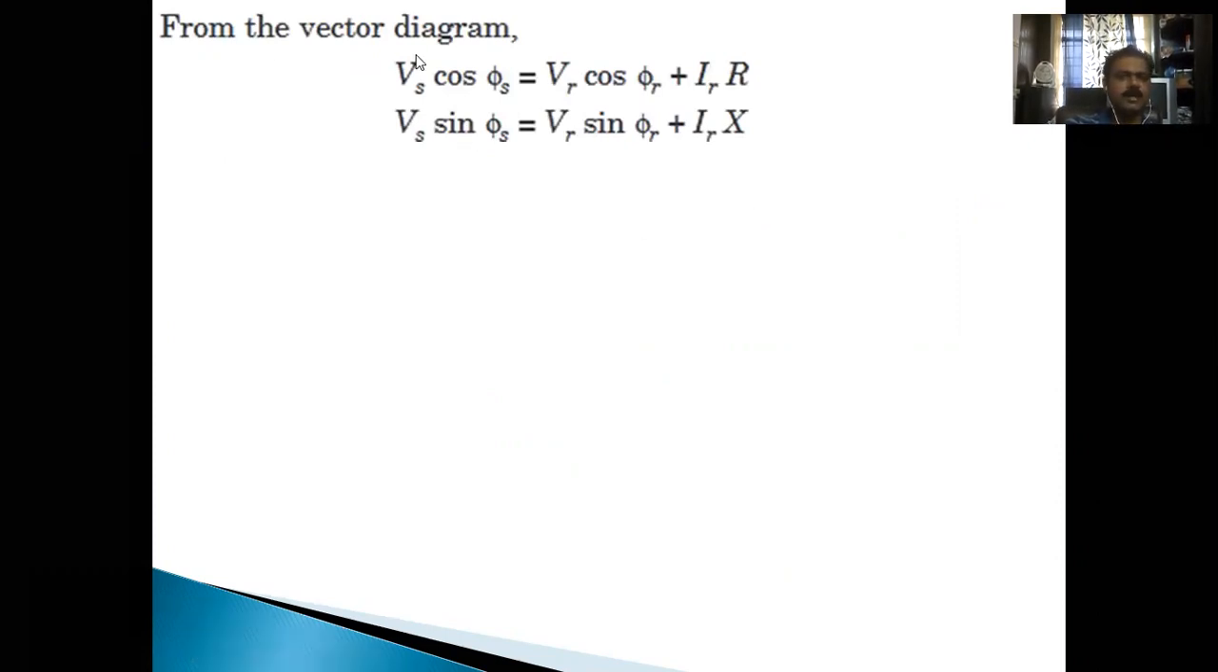So here from the vector diagram, Vs cos phi s is equal to Vr cos phi r plus IR into R. Are you able to follow? Vs sin phi s is equal to Vr sin phi r plus IR into X. Note down these two equations. Once you have written, just inform me.